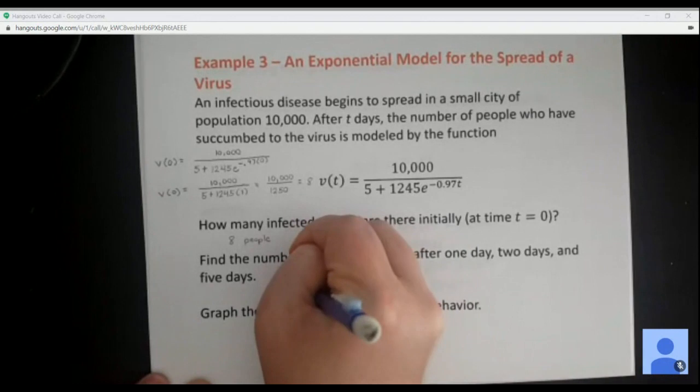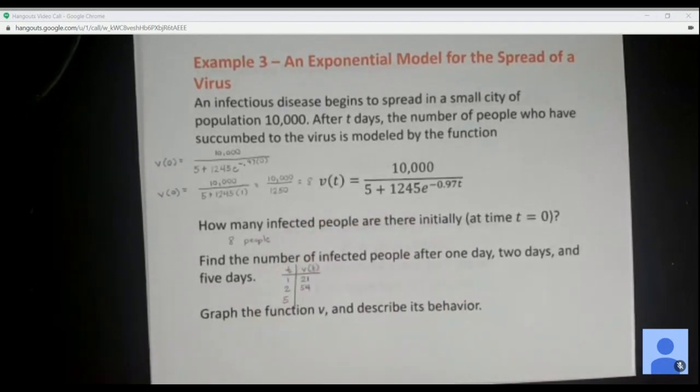Now, notice here, in all of these, we're rounding to what? Whole numbers, right? And why are we rounding to whole numbers? Because it's people, right? There's no half a person. You can't say that half of a person was infected or something like that. That wouldn't make much sense. So we're always going to round to the nearest whole number because this V of t here is the number of people that are actually infected, right?